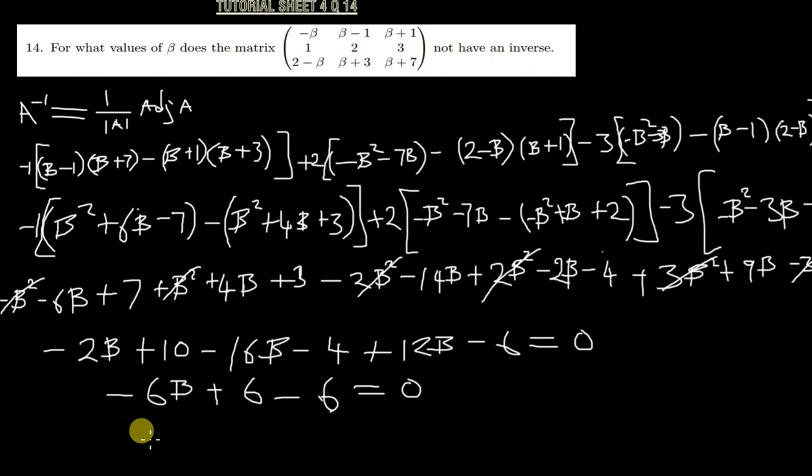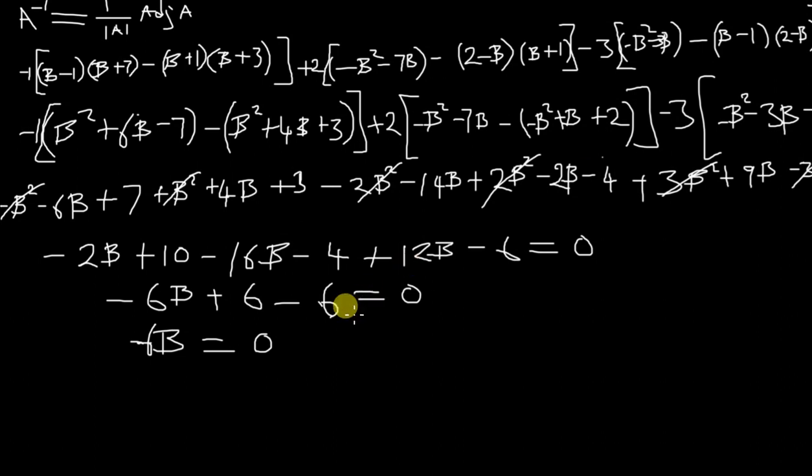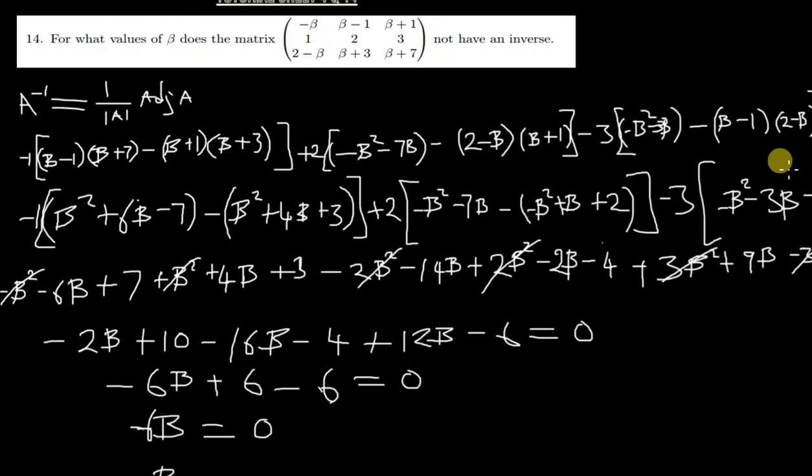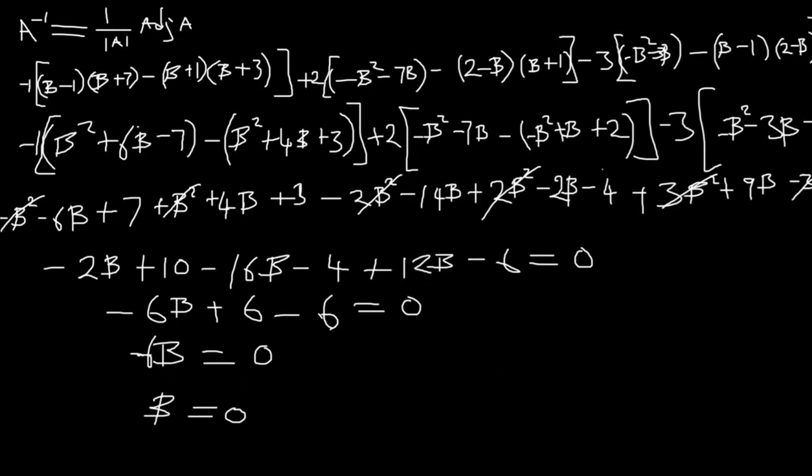So you're going to have negative 6 beta being equal to 0. So meaning the beta there is nothing but 0. So the beta is equal to 0. Alright, so this is the final answer for this question.